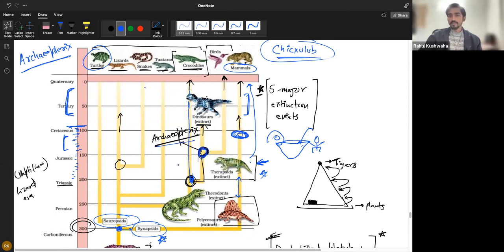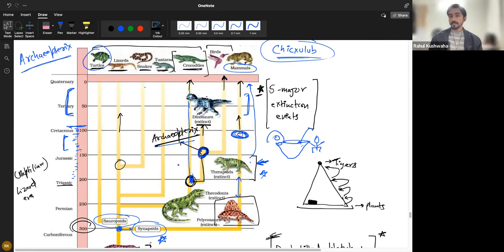So this branch where scientists claim that birds evolved from reptiles, where is the proof? You can't just keep saying everything, right? Give the proof. So you give a theory, you find the proof, or you first find the proof and based on that proof, define the theory. This is how science works.